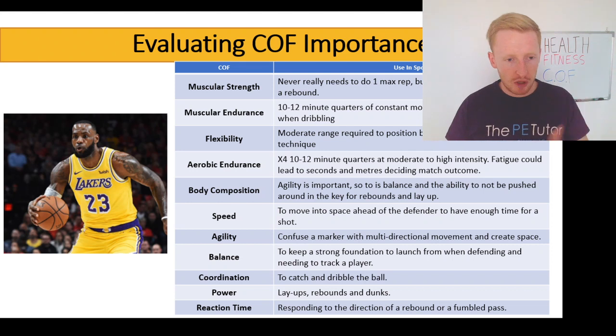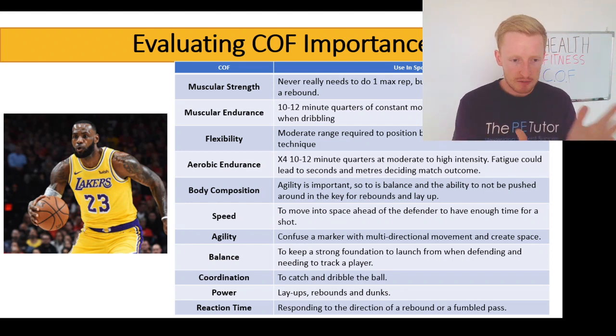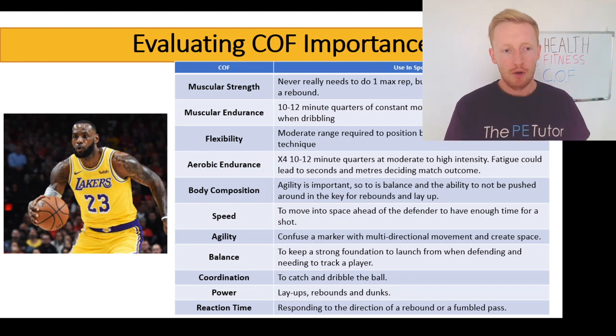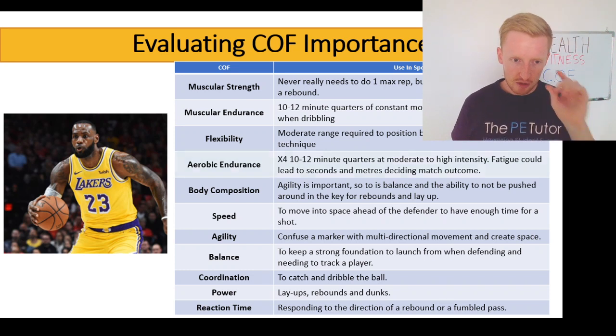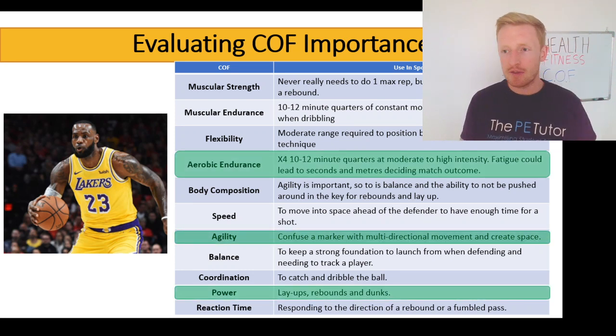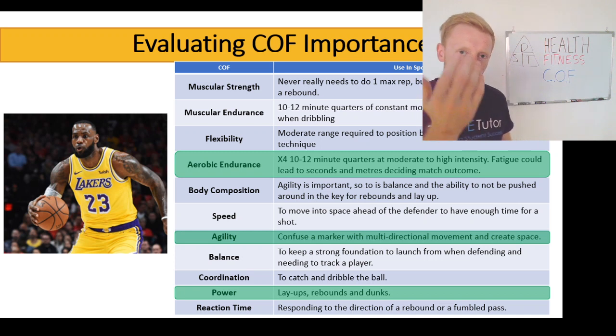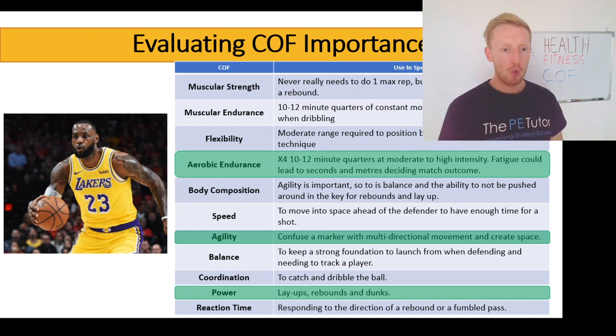Aerobic endurance, body composition, speed, agility, balance, coordination, power, reaction time. Obviously, they all play a part. But what I wanted to draw out were the three that I think, when you weigh up the pros and cons, which ones would LeBron here benefit from most?